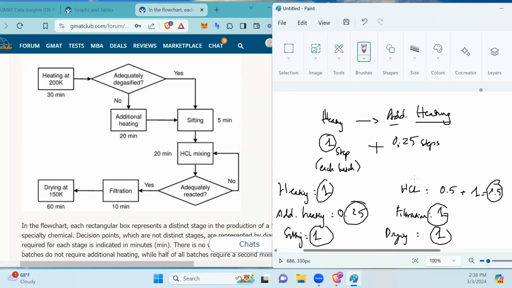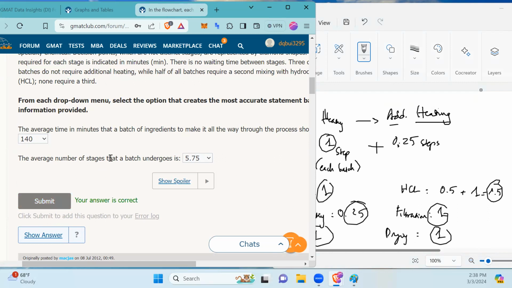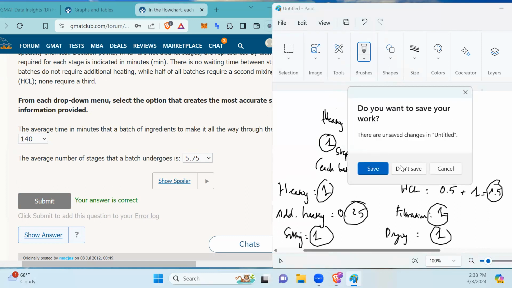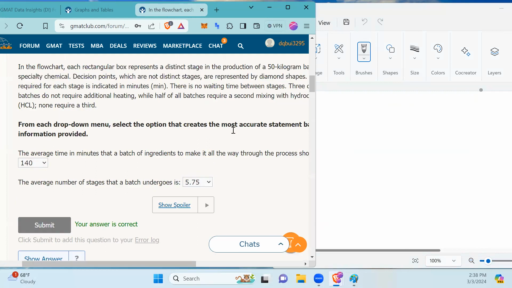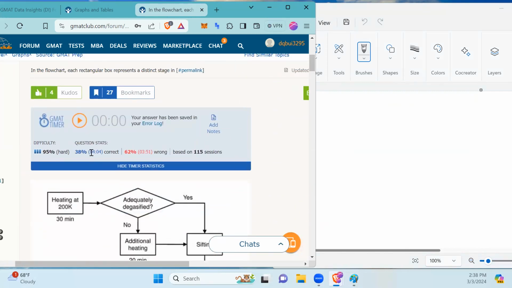Yes, that is correct. Submit. Yes, the answer is correct. Okay, great. So that is one example of a graphs and tables type of question. And I think this one, even though the accuracy is kind of low, is quite close to the real thing on the real test.